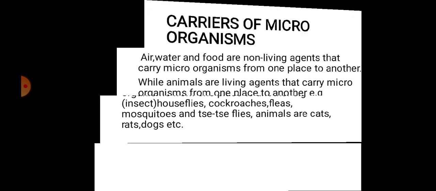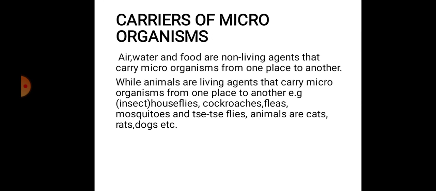Now let us look at the carriers of microorganisms. We have living and non-living things as carriers of microorganisms. Non-living things like the air, water, and food are the non-living agents that carry microorganisms from one place to another, while animals are the living agents that carry microorganisms from one place to another. Examples of the animals: let us start with the insects, like houseflies, cockroaches, fleas, mosquitoes, and flies. Then animals are the cats, the dogs, etc.